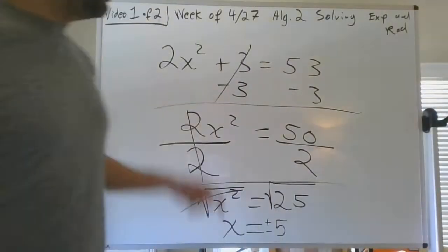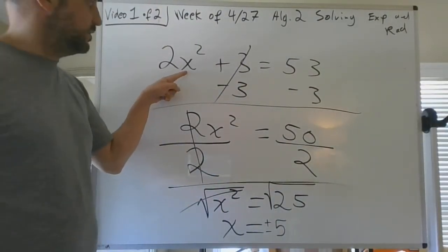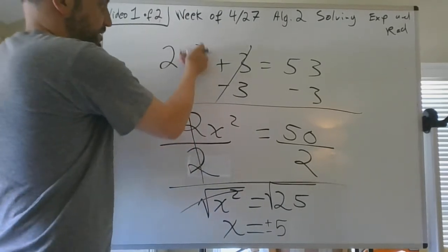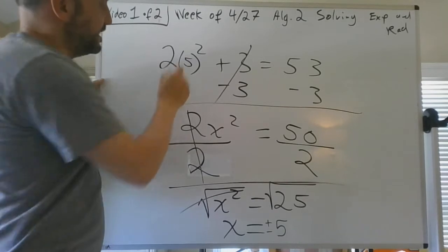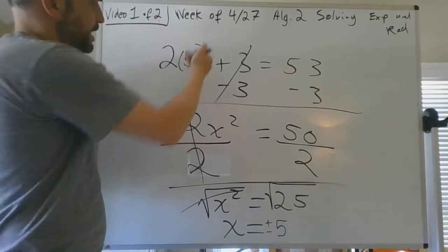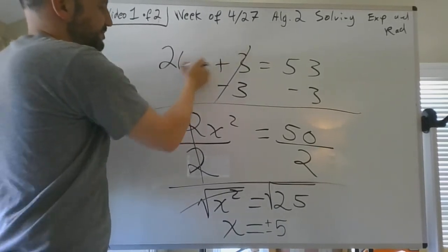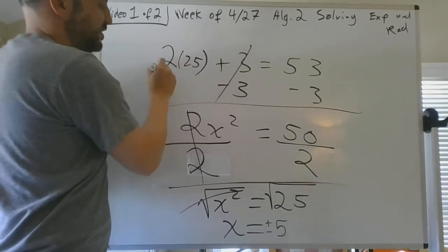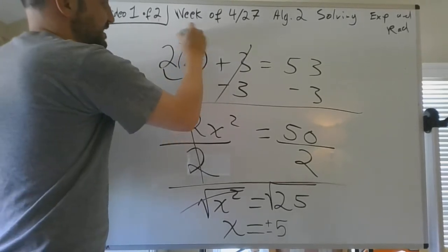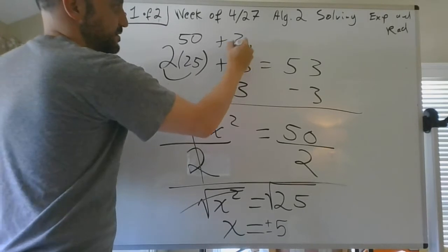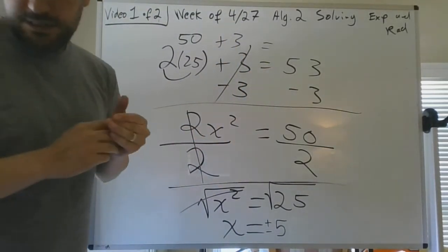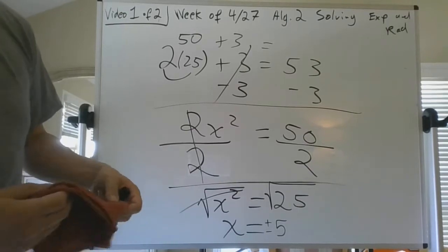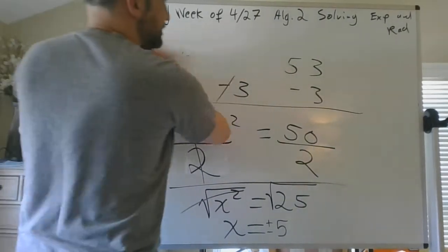If I want to go and plug in the x over here, let's say I plug in a 5 just to double check my work. I plug in 5 or negative 5, doesn't matter. I'm going to try 5. I'm going to do this in my head. 5 squared is 25. 2 times 25 is 50. And then 50 plus 3 is equal to 53. Yeah, we did it right. Okay, let's erase this one. Let's take it a step higher.